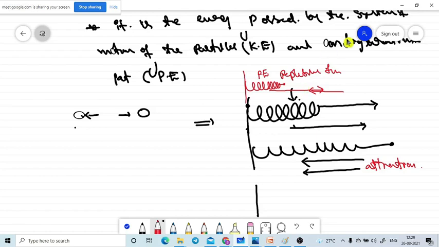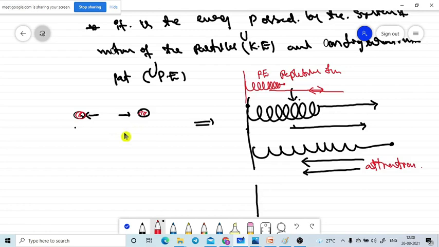What does it mean? Sometimes the potential energy plays the role of an attraction force. Sometimes the potential energy plays the role of a repulsive force. Let me take the forces between the molecules. It may be an attraction force, it may be a repulsive force. Okay? Are you getting it or not?